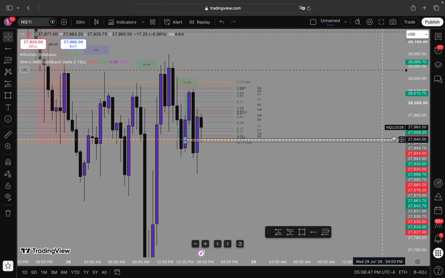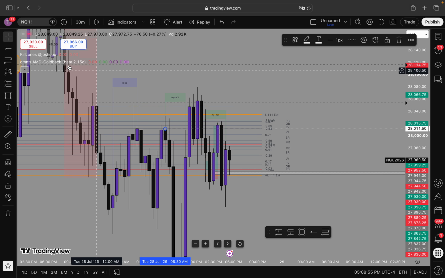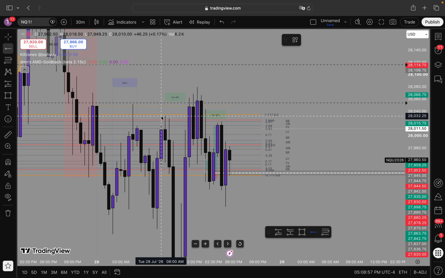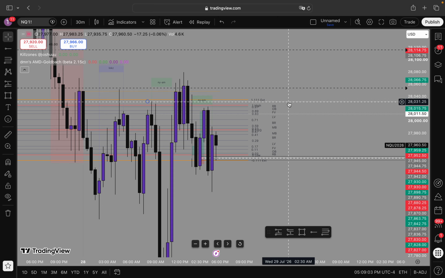So then, once again, I was looking for the confirmation of the break of structure. If it did not close past this body right here, or even double confirmation, even extra confirmation with the wick, that's a true break of structure. That's exactly what we're looking for. The body didn't close below those lines.